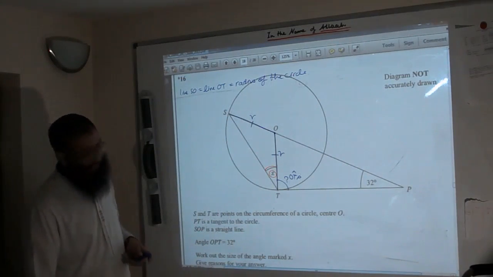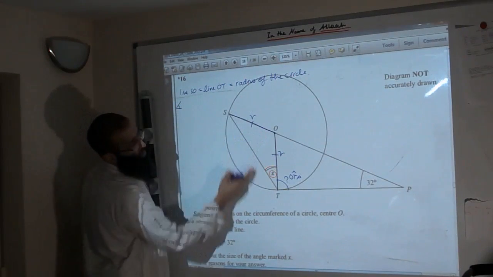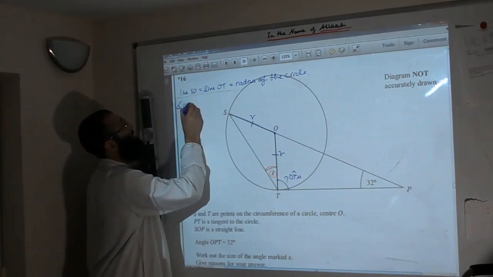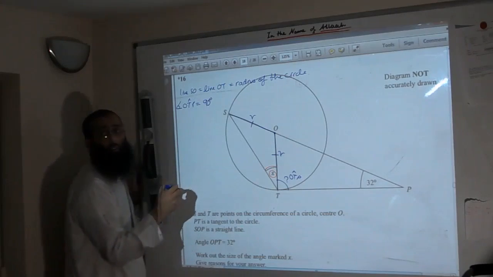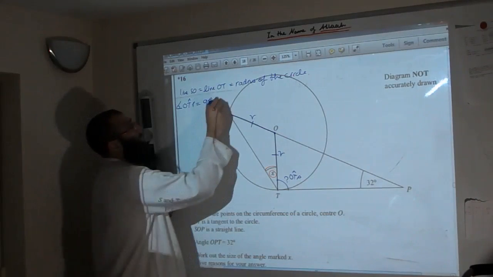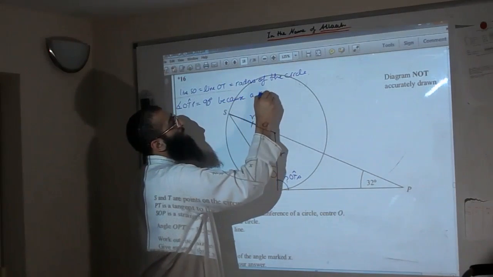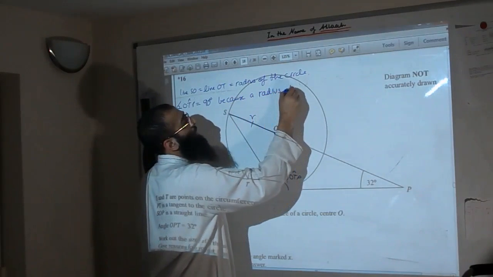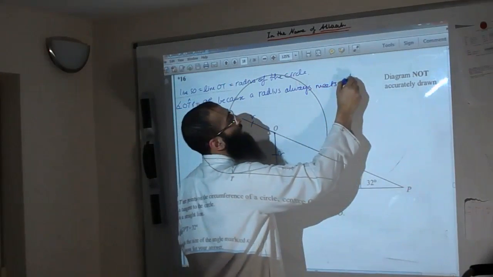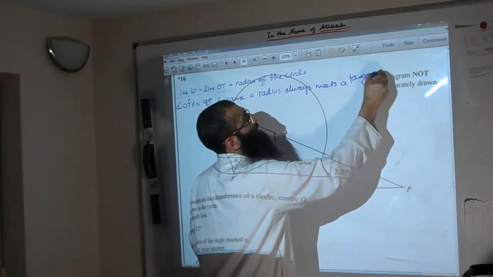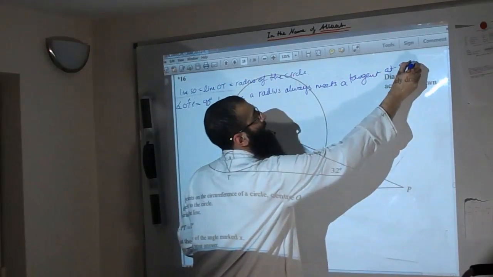Okay, so we can make our next statement. So we can say angle OTP is equal to 90 degrees. Why is it equal to 90 degrees? Because a radius always meets a tangent at 90 degrees.